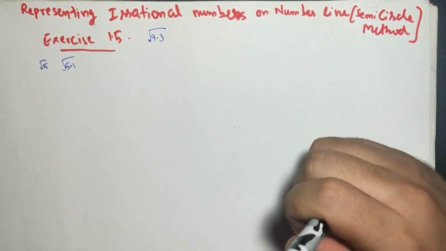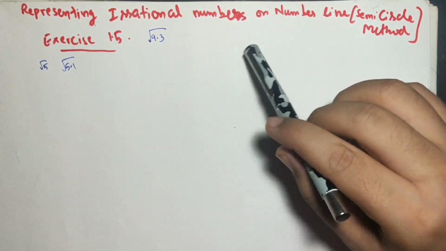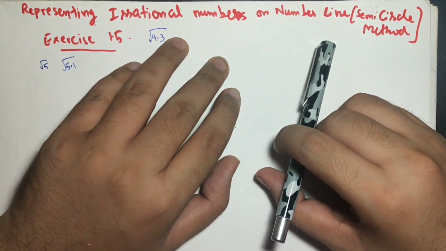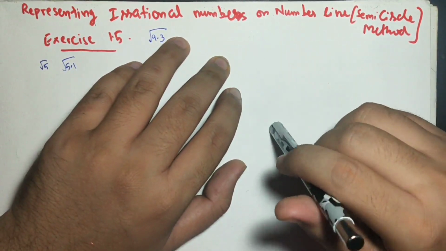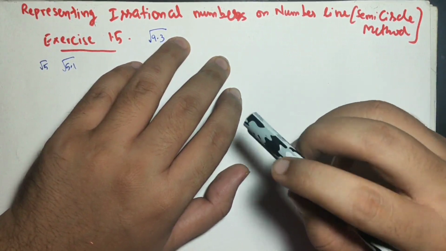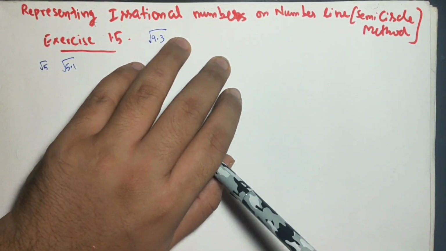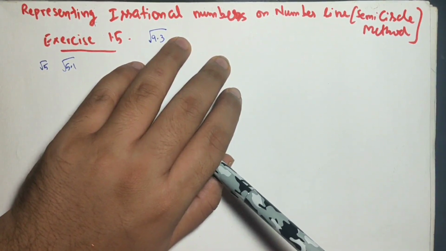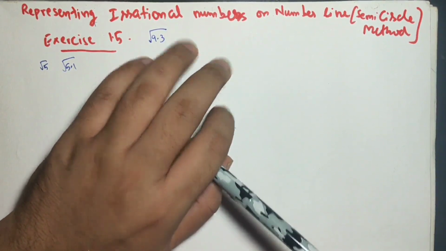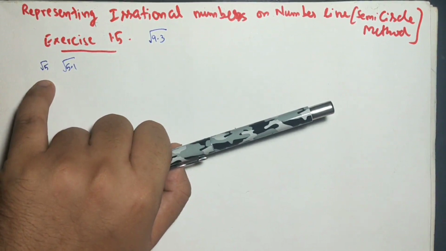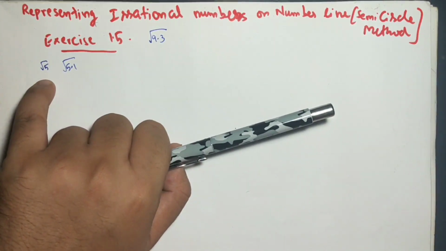So let me get back to my topic. Representing irrational numbers on the number line with the semicircle method. The main reason for this new method is that till now, in the spiral method, the numbers under the root sign were natural numbers, like root 5. So we were able to construct that number on the number line using the spiral method.